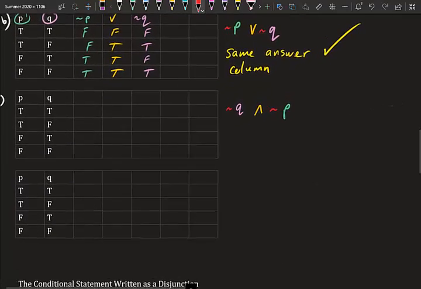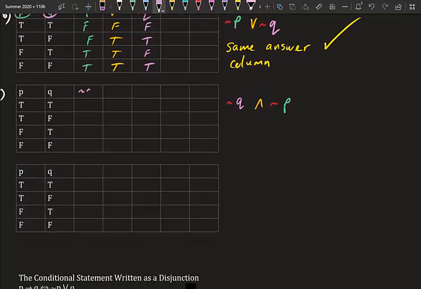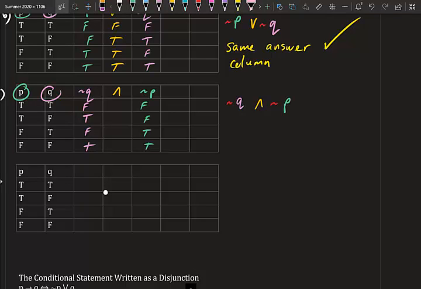So let's go ahead and fill out our truth table. We have negation Q and negation P. So negation Q, opposite Q. Negation P, so opposite P. And we're going to bring it together with and, so it has to be true, true. So F and F is F, T and F is F, F and T is F, T and T is T.